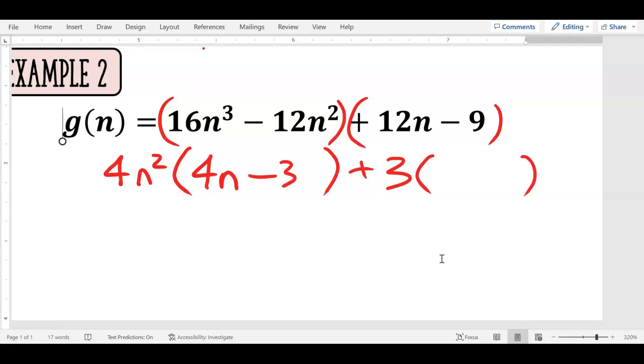Let's factor. 12 divided by 3 is what? 4. There's an n, and there's no n here, so I got to bring down the n. What's negative 9 divided by 3? Negative 3. At this point, you want to ask yourself, do these parentheses match? No. 4n minus 3. Where did I get that? 4n minus 3. 4n minus 3. So 4n minus 3 matches.